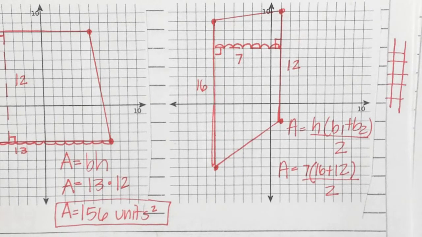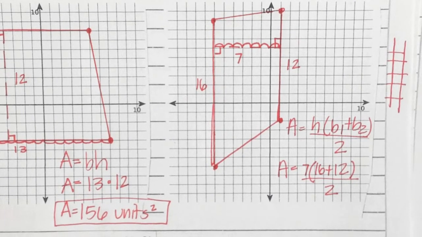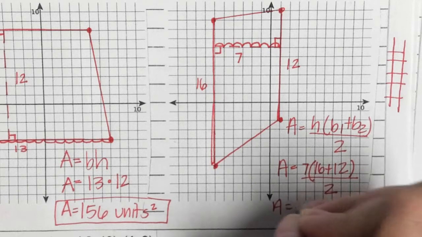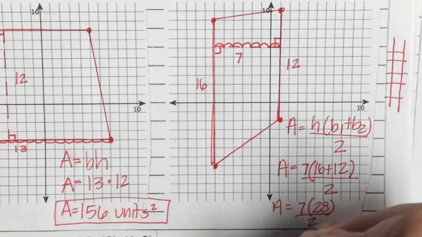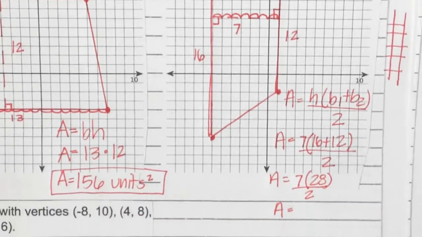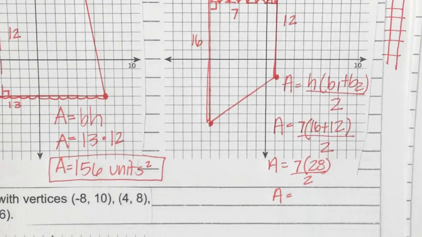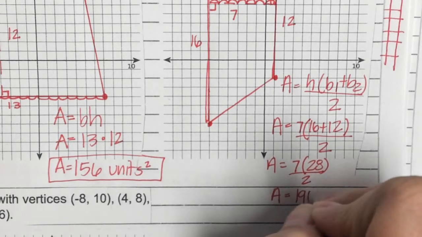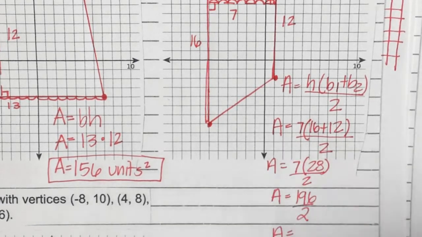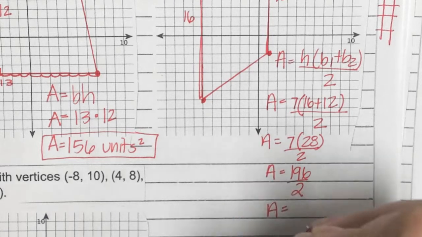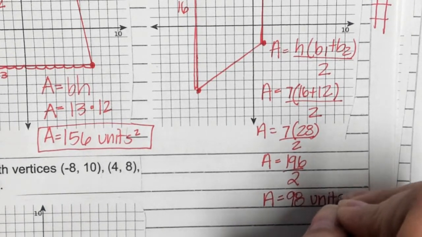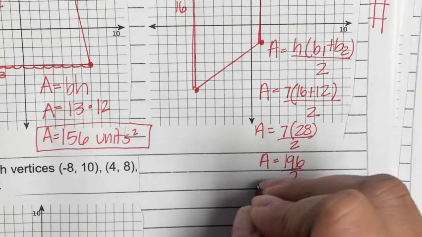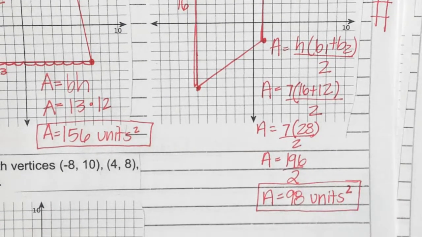You could count them if you like. You can go through and count them. Okay, so the first thing we're going to do is add. What's 16 plus 12? 28. Okay. What's 7 times 28? 196. That's still got to be divided by 2. So our final answer would be 98. Awesome. You guys are on the ball. And remember, if it doesn't tell us what it is, it's units squared. 98 units squared.